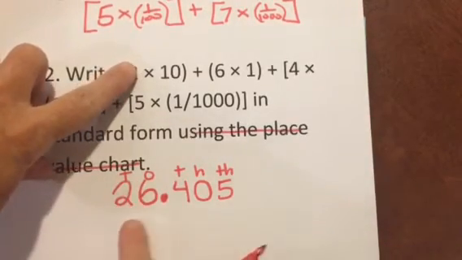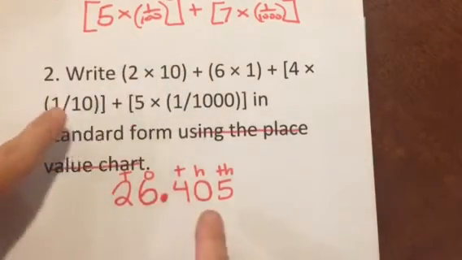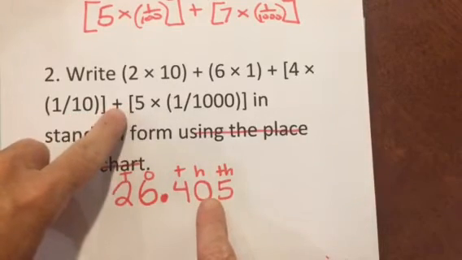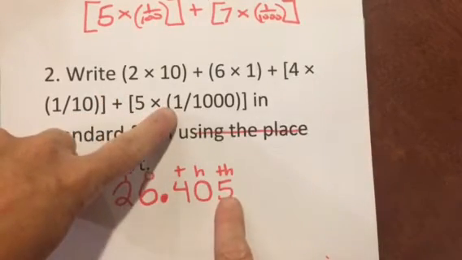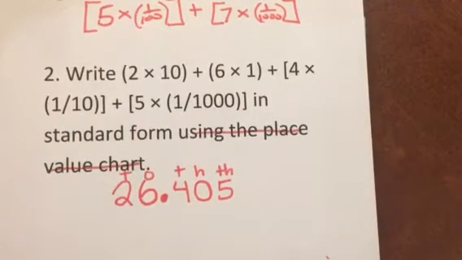2 tens, yep, that's good. 6 ones, yep, that's good. 4 tenths, yep, no hundredths, and 5 thousandths. Looks good. Okay, let's try some of these because they're really tricky.